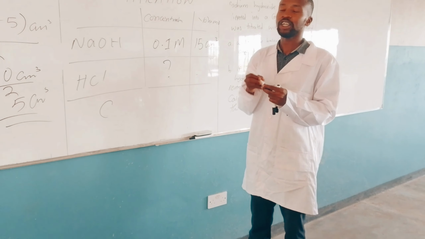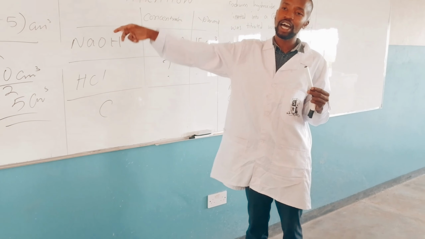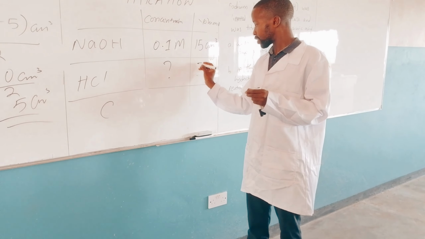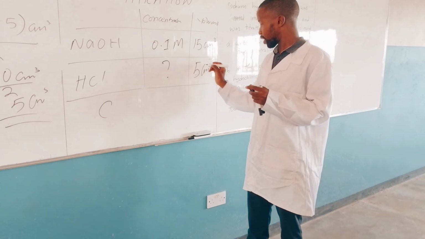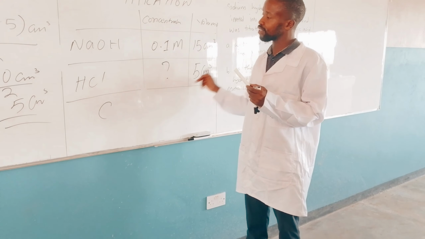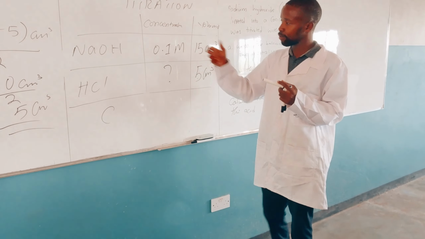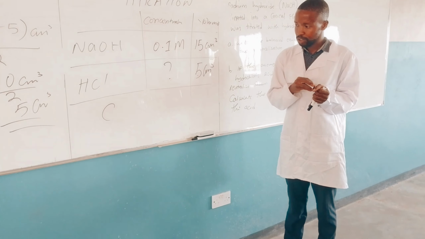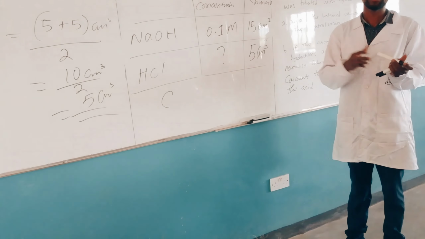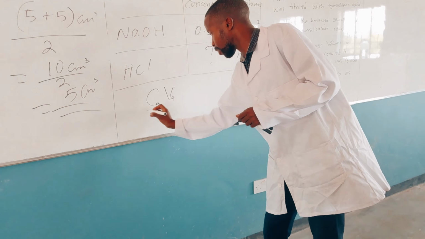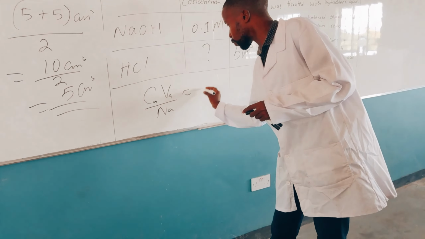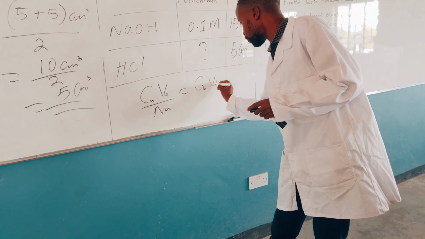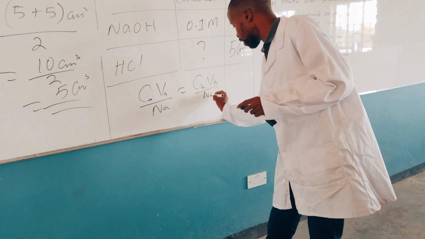The volume used in all two lines, and after doing the average, we found the cubic centimeters. So using this data, we can calculate the concentration of the acid. So we are going to use the titration formula: CA VA over NA is equal to CB VB over NB.